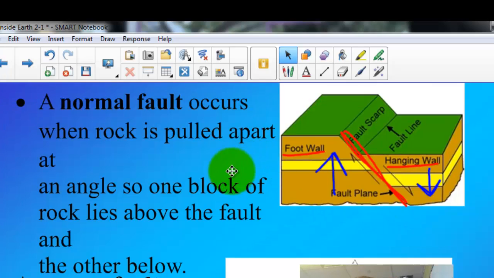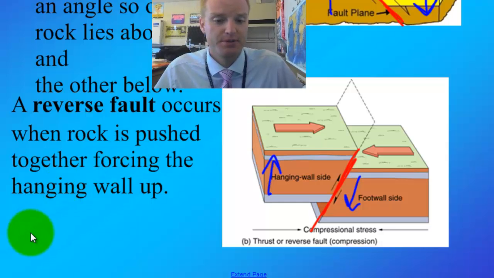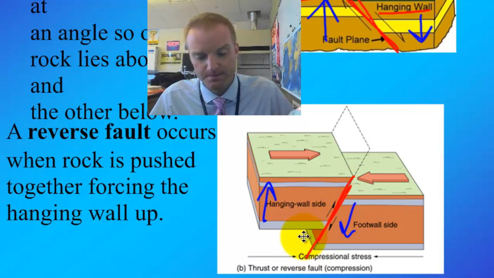is moving down. Our third type is a reverse fault. Kind of the opposite thing happens here in a reverse fault. This occurs when rock is pushed together, forcing the hanging wall up. So again, you can see here the type of stress is compressional. It's being pushed together. And there's our fault line. And the hanging wall is moving up this time. That's what's above. This part here is above the fault line, so it's our hanging wall. And down below, below that fault line, is the footwall, and it's moving down. It's being pushed down by compression.